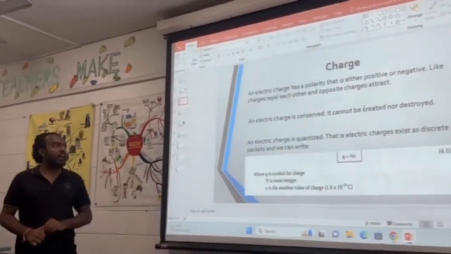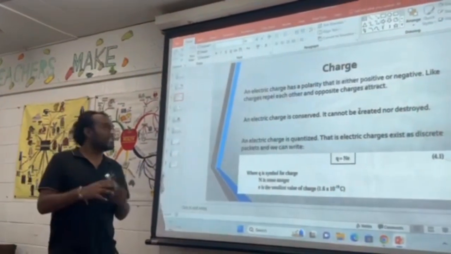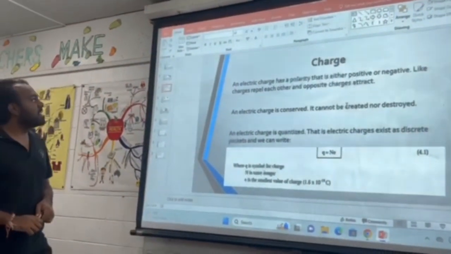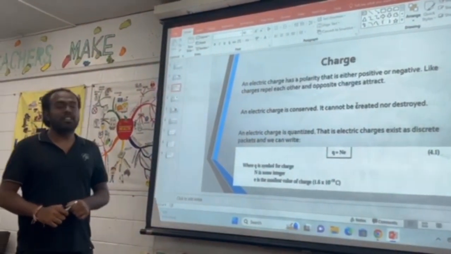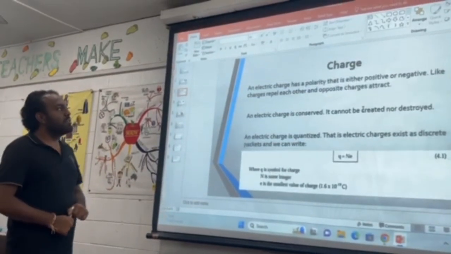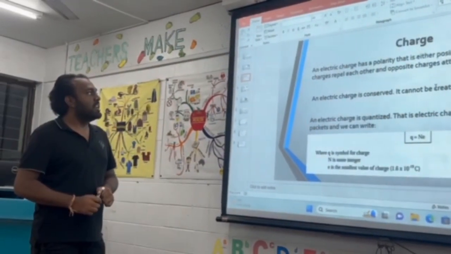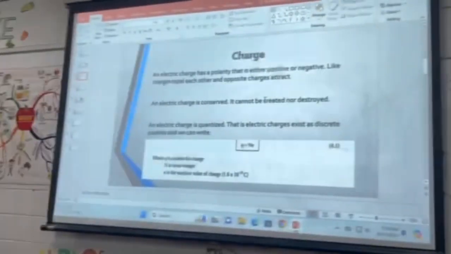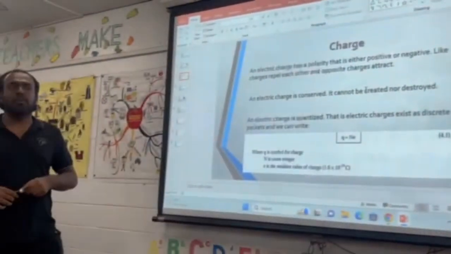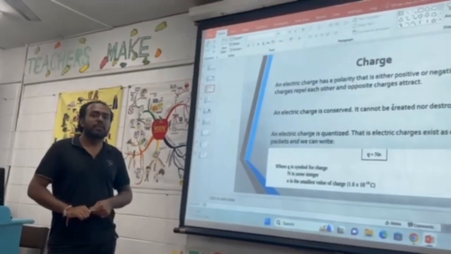Firstly, we'll begin with a recap of what a charge is. A charge is an electric charge. It has a polarity that is either positive or negative. Like charges repel each other and opposite charges attract. This is just a recap from your previous years, from Year 11 and 12.